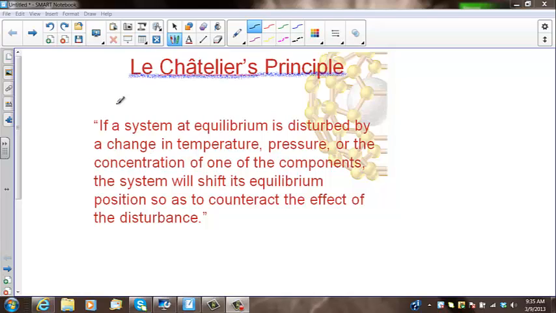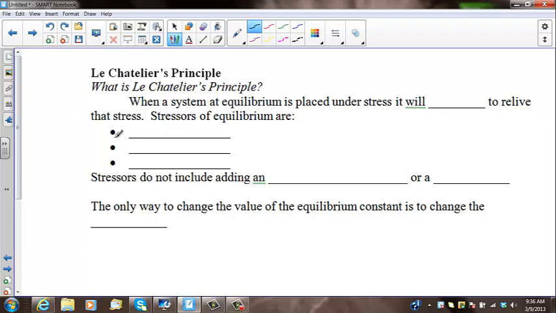Okay, Le Chatelier's principle is the end of chapter 13. Le Chatelier's principle tells us if a system is at equilibrium and it's disturbed by a change in temperature, pressure, or concentration of one of the components, the system will shift its equilibrium position so as to counteract the effect of the disturbance. So what does that mean in terms of a chemical equation?